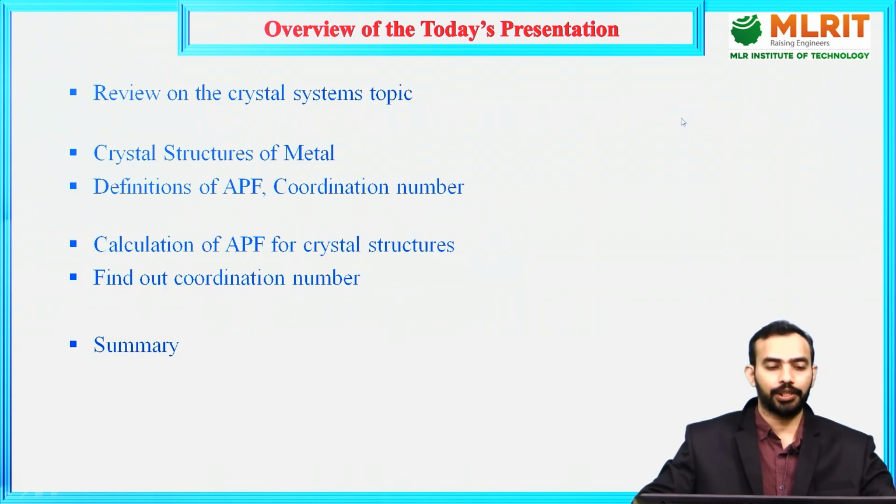If you look at the overview of today's presentation, first we will review the crystal systems topic we discussed in the last video lecture. Then we will discuss the crystal structures specifically for metals. Then we will see some important definitions, the two important characteristics: one is the atomic packing factor, and another is the coordination number. So these two we will see. We will try to calculate the atomic packing factors and coordination numbers for a particular crystal structure, that is, the simple cubic structure, which we will see today.